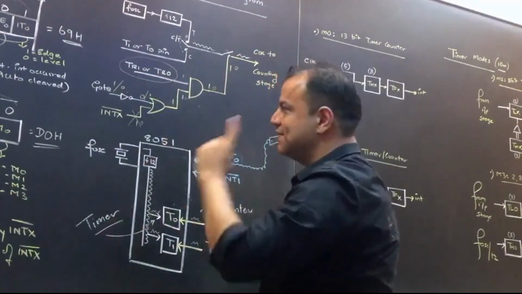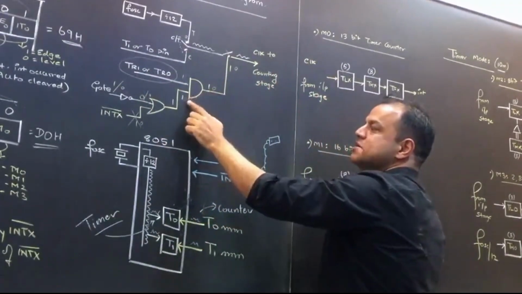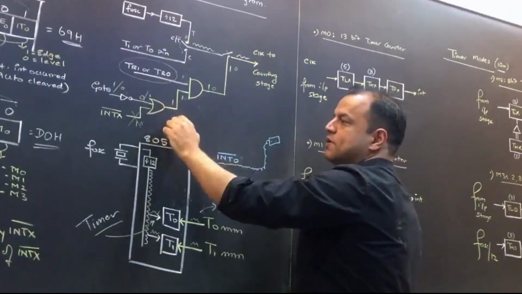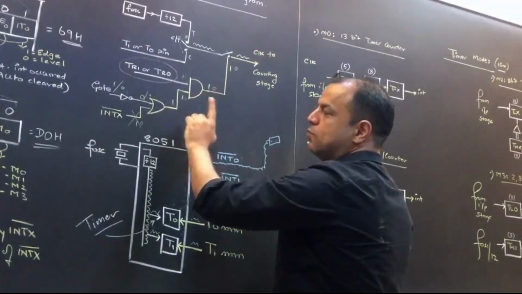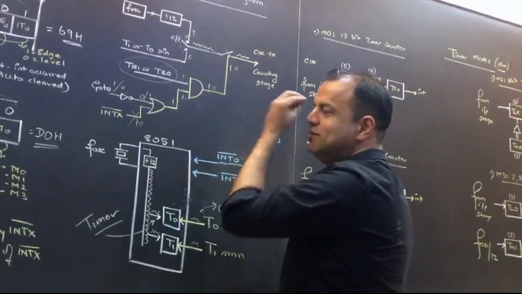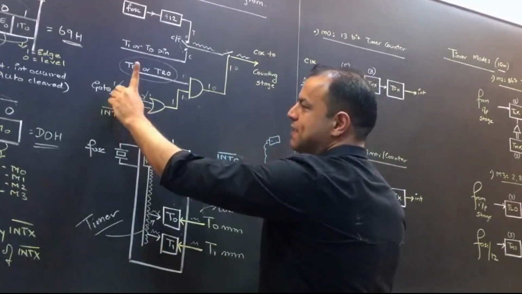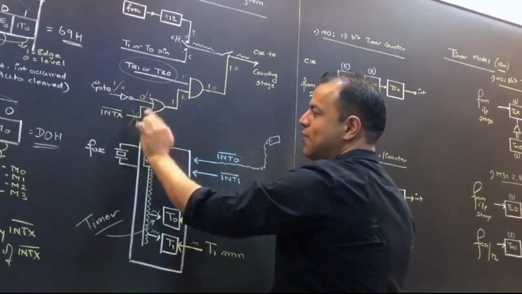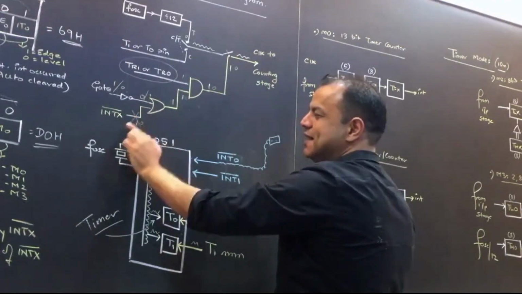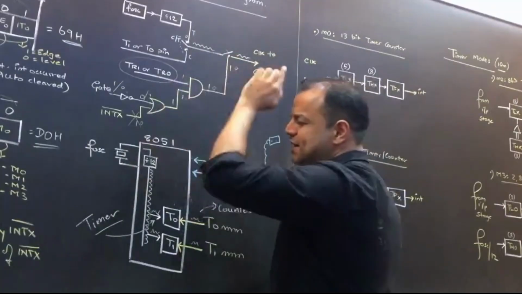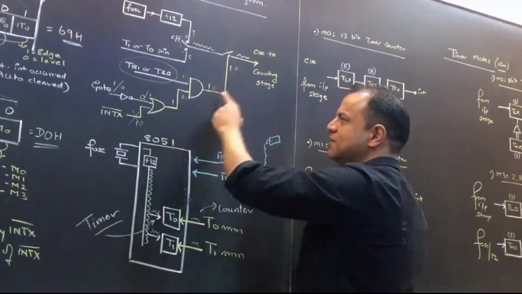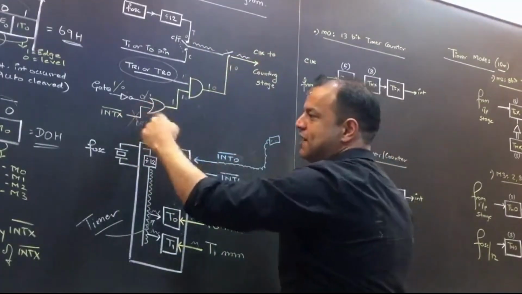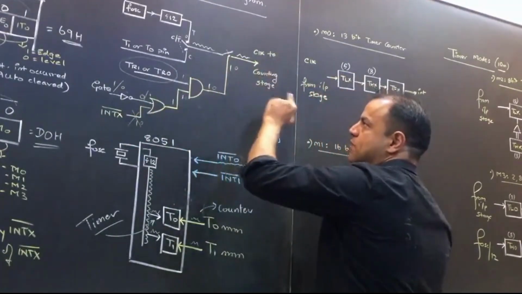Did you understand this? That's your primary control. Second condition, this line should be 1. It comes from an OR gate. An OR gate gives a 1 only when something is 1. If you keep gate 1, after the inverter you get a 0. Now everything depends upon INTX. Only if INTX is 1, this will be 1, this will be 1, counting will happen. If INTX is 0, this will be 0, this will be 0, counting will stop.